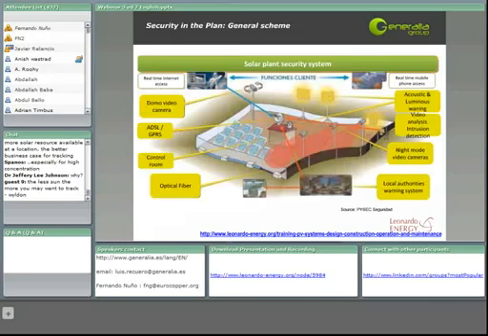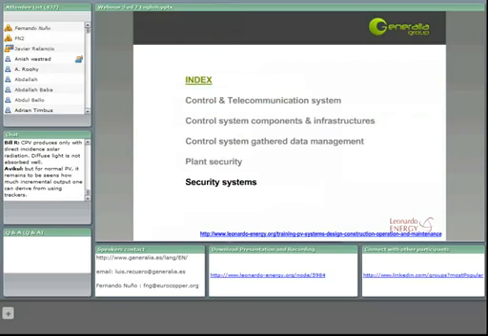Here we have a scheme of the solar plant security system. We can find in this picture all the devices that might be installed to increase the security of our solar PV facility. We will not explain all this picture as we will go through the different devices during the next slides. So let's study all the different security systems that we can find in the market.